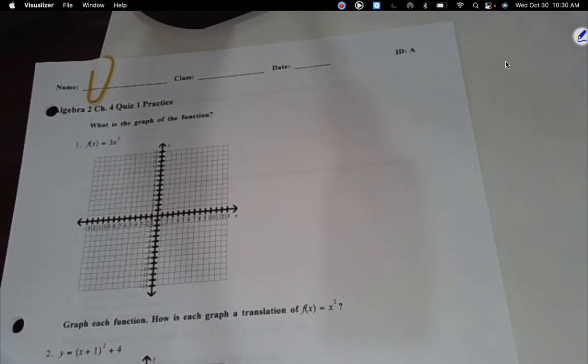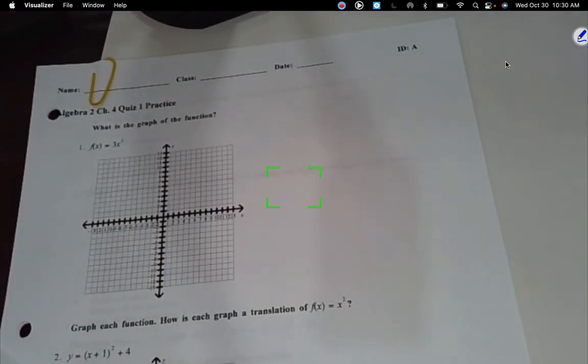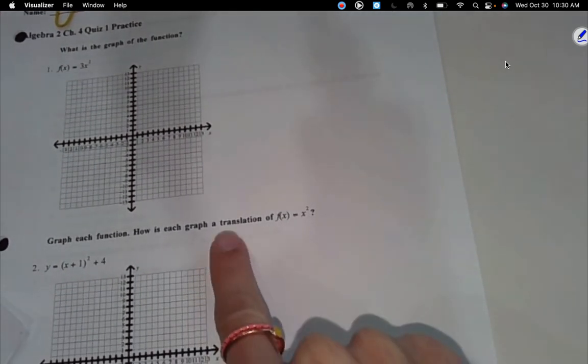Or what else can you use to graph it? Type it in the calculator. Okay, I'm going to adjust it to where I can see it. Just like you're using these numbers.